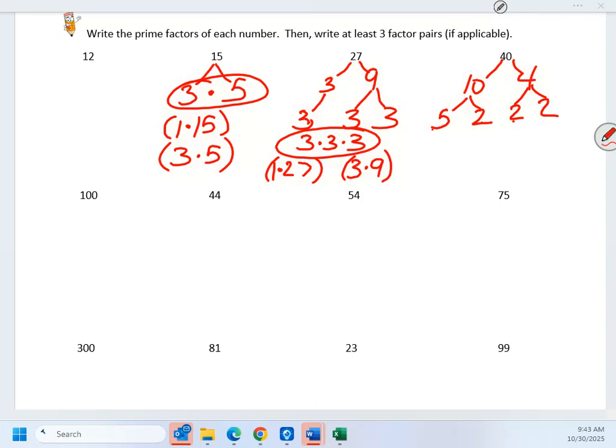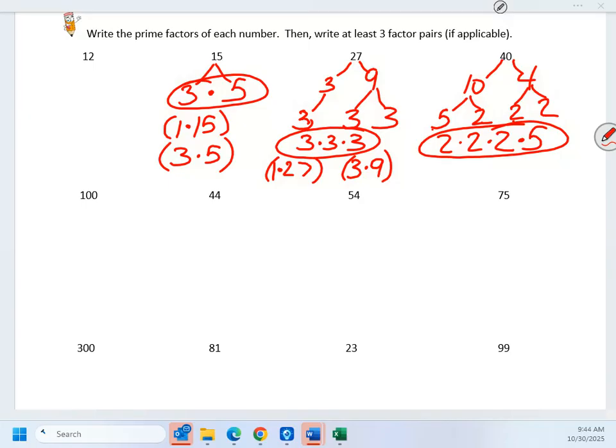Rhoda? 40 times 1. Nope, wait, that's a factor pair. I haven't gotten there yet. I want to list all my prime factors that I'm multiplying together to get to 40. So what would that be? 3 2s and a 5. So it would be 2 times 2 times 2 times the 5. That's my prime factorization. Okay, so even put that multiplication sign in there. That's what we are multiplying together to get there.